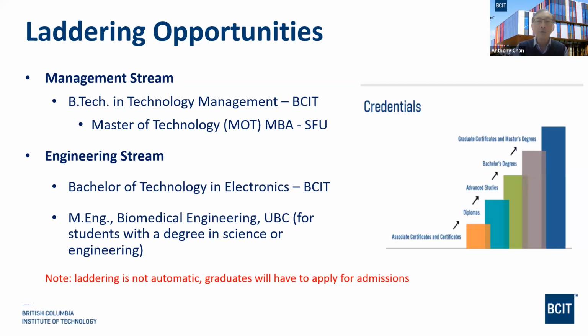Similarly, in the engineering stream, there's a degree of technology in electronics at BCIT. Students can join this degree part-time, or if they want, full-time, which will get them to finish in 2 or 3 years' time. So they can work as well as study to get a bachelor degree, and eventually they can apply to become professional engineers after finishing the degree.